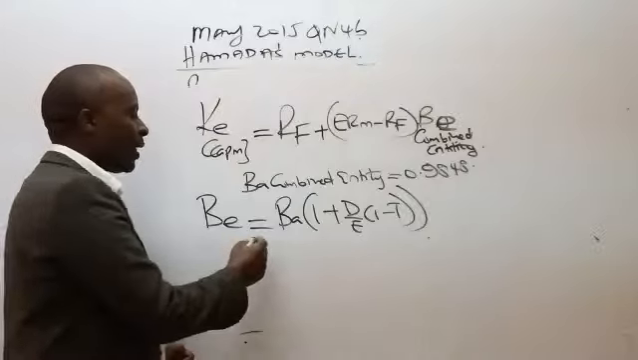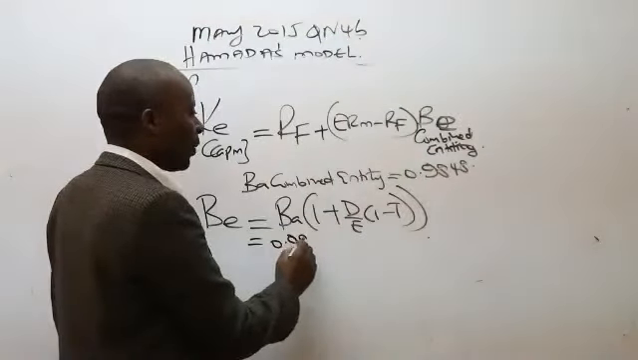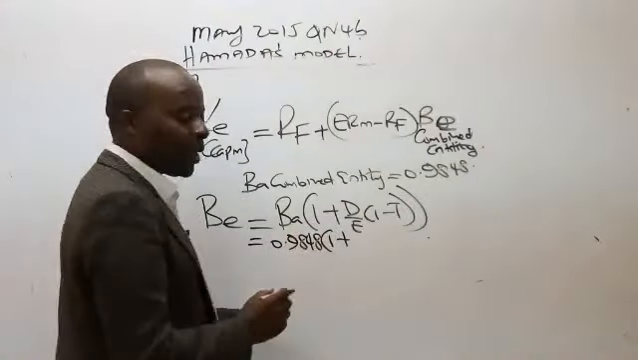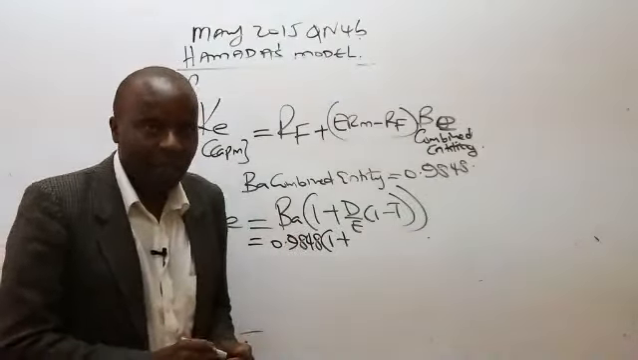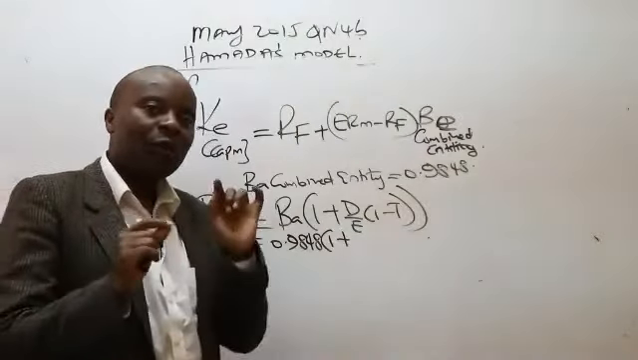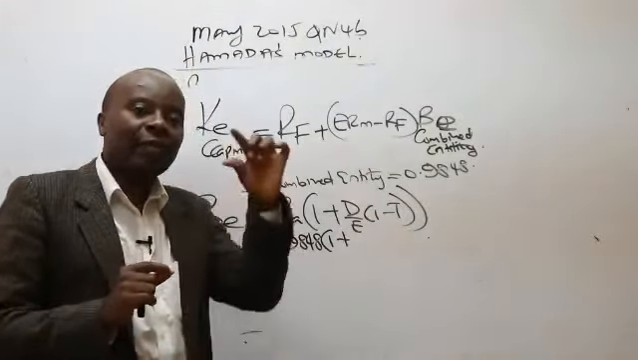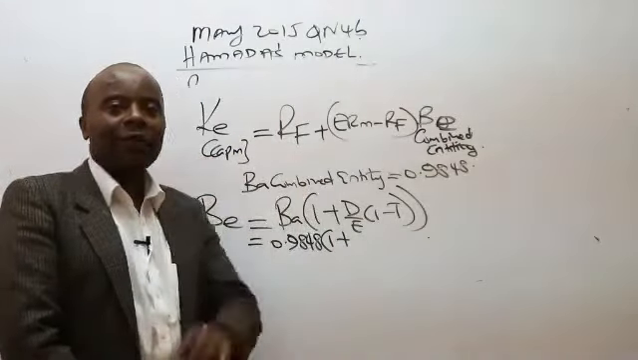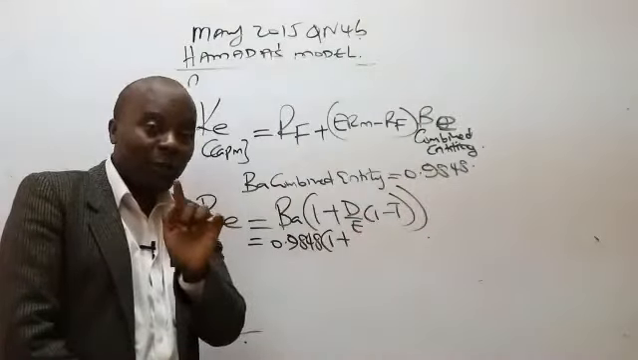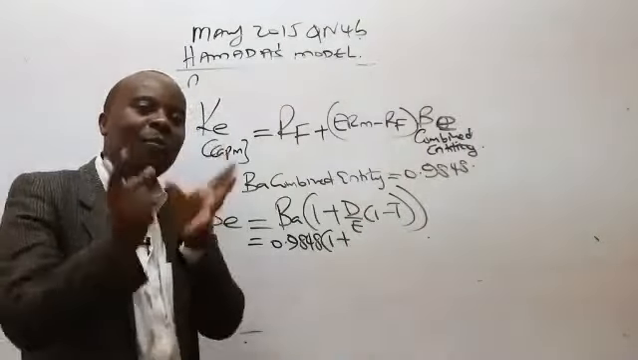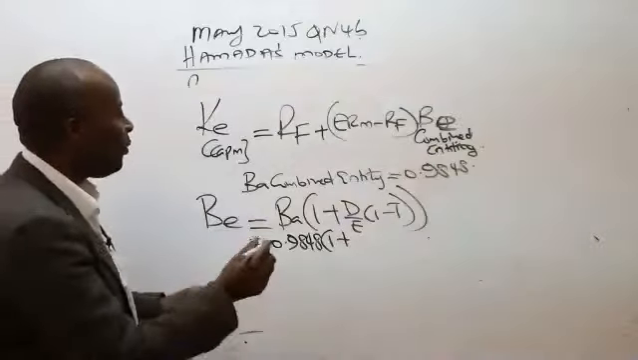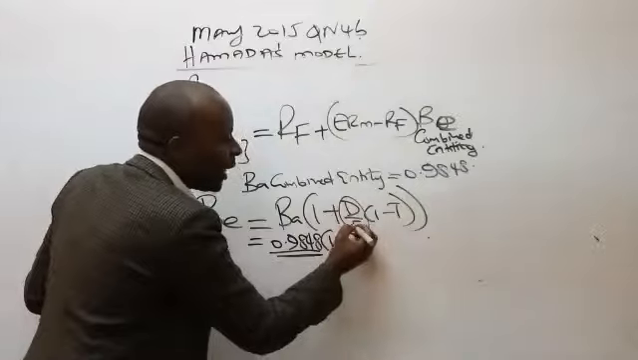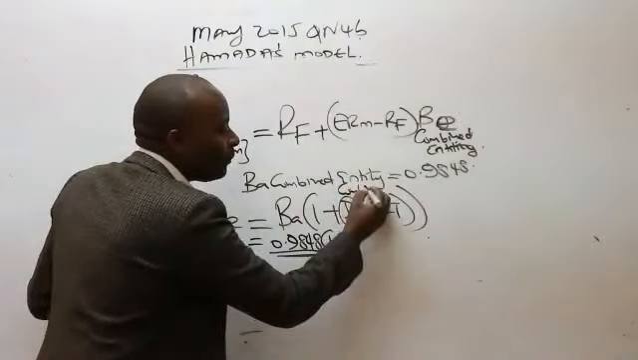Come here and put 0.9848 into 1 plus... The examiner was not very clever. What he should have done was give you debt to equity for each individual company, and then give you the debt to equity for the combined firm. It is upon you to know that if you're using beta assets of the combined firm, then debt to equity has got to be debt to equity of the combined.